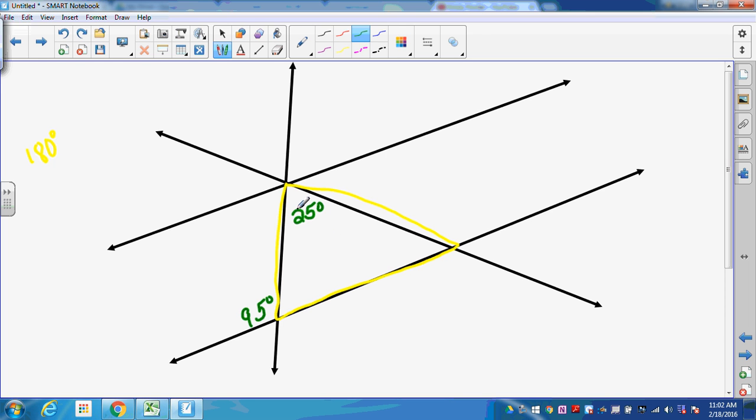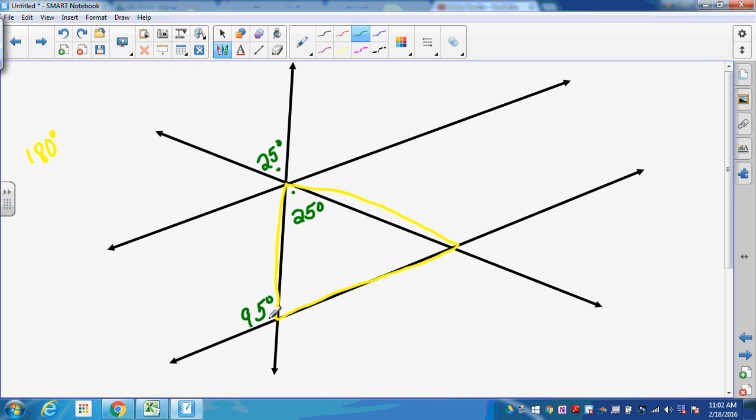All right, I know that this 25-degree angle that we're given and the angle opposite it are vertical angles, which tells me they're congruent, which means this angle here is also 25 degrees. Now I can't really do anything else with that 25-degree angle, so let's go down here to the 95-degree angle and see what we can do.